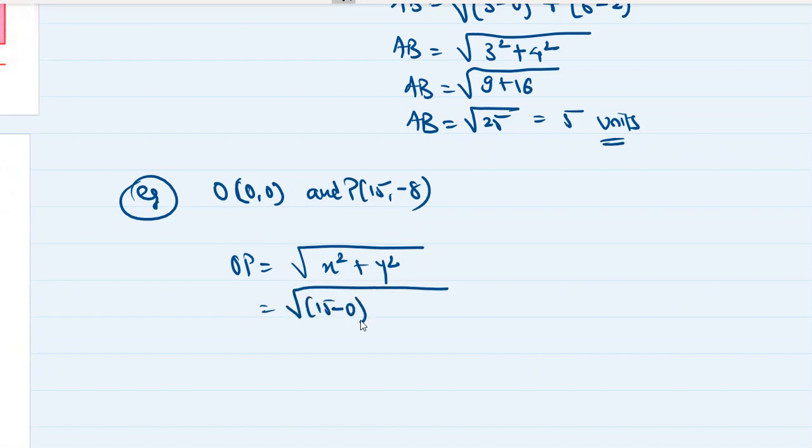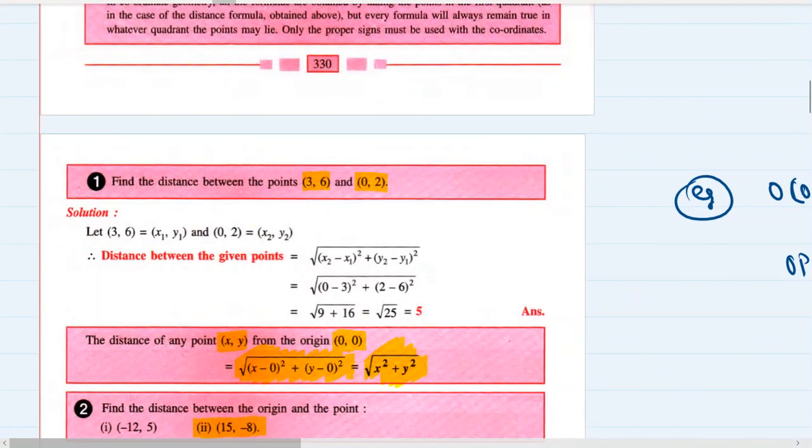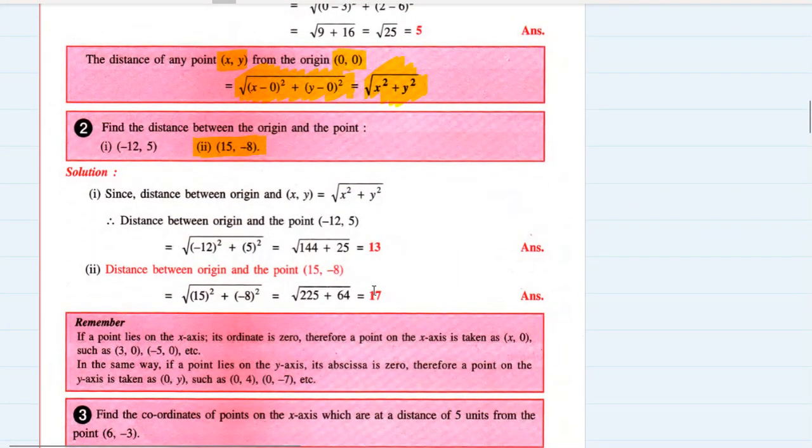So this will become 15 minus 0 the whole square plus minus 8. Hey, why am I writing 15 minus 0? There is no need. I can directly write 15 square plus minus 8 square. 15 square is 225 plus 64. That is under root of 289, which is 17 units. Very easy, right? So the first one also you would have got it if you had tried it. Let's check the answer. The answer of the first one is 13 and the second one is 17.